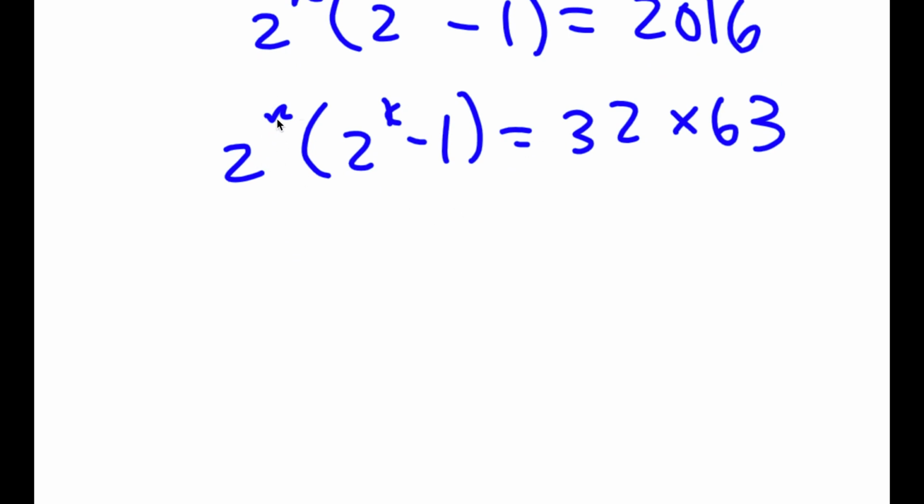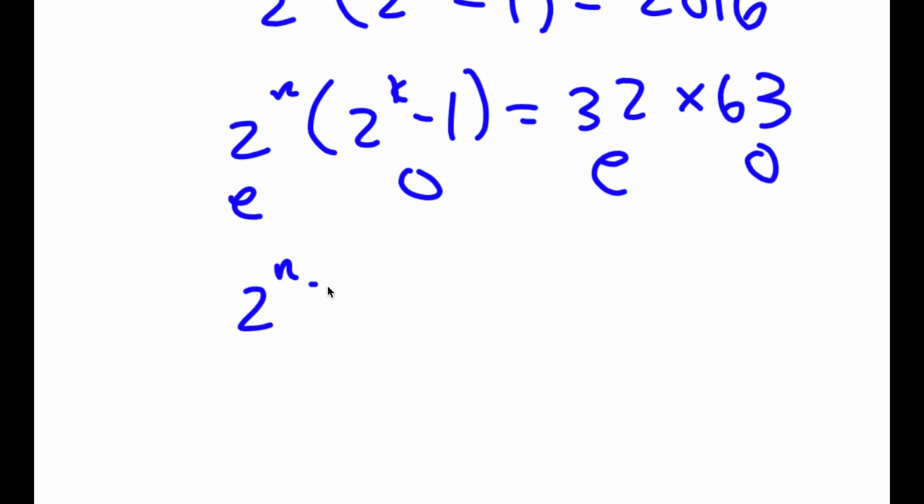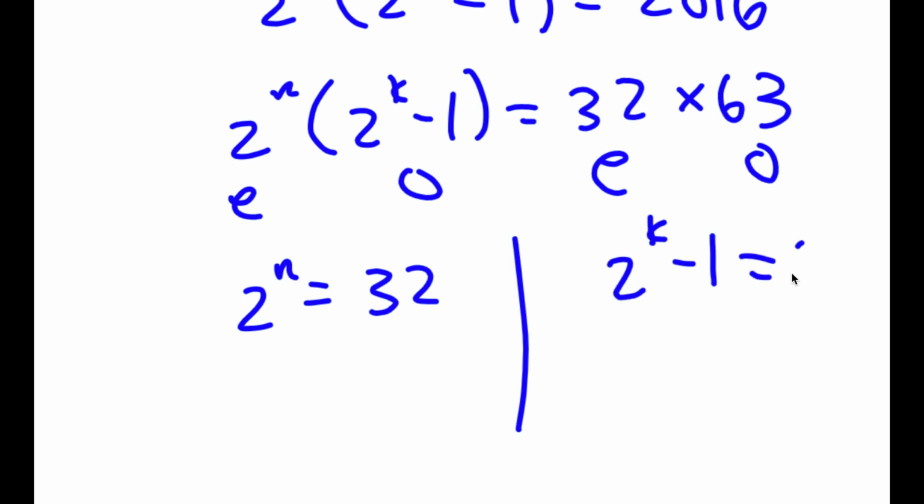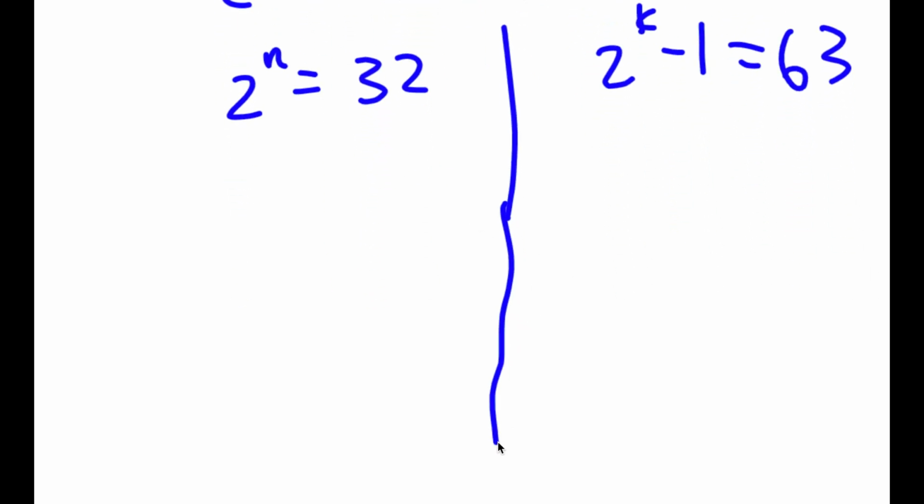So as you can see here, 2 to the power of n, this is going to be an even number, right? Even, because 2 to the power of any number is even. Now 2 to the power of k, that's even, but an even number minus 1 is going to be odd. So 2 to the power of n is even, and 2 to the power of k minus 1 is odd. So now 32 here, this is even, and 63, this is odd. And notice how both of these are in the form a number times another number is equal to another number times another number. These two numbers are even, these two numbers are odd, meaning 2 to the power of n is equal to 32, and 2 to the power of k minus 1 is equal to 63. So these are my two equations.